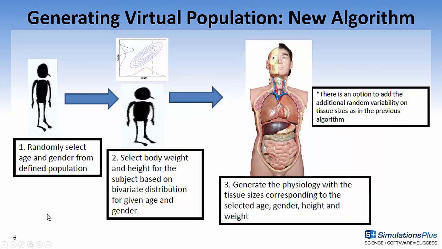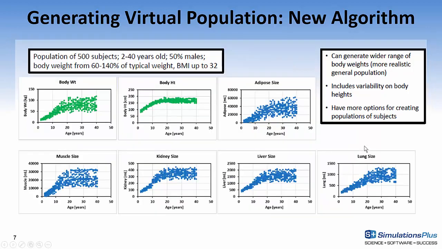This slide shows the new algorithm. So here we select an age and gender from a defined population. Then we select the body weight and height based on a bivariate distribution for a given age and gender. So this is this little plot here. Then we generate the physiology with the tissue sizes corresponding to selected age, gender, height, and weight. And there's also an option to use additional random variability on the tissue sizes as in the previous algorithm.